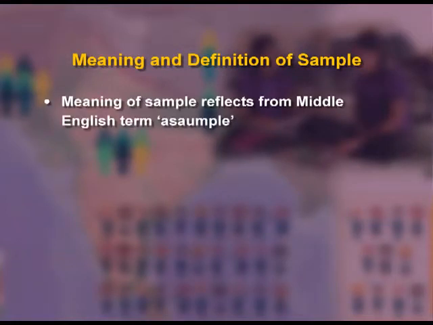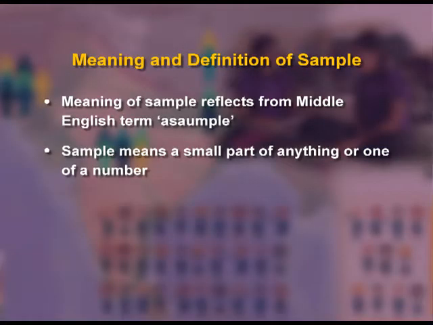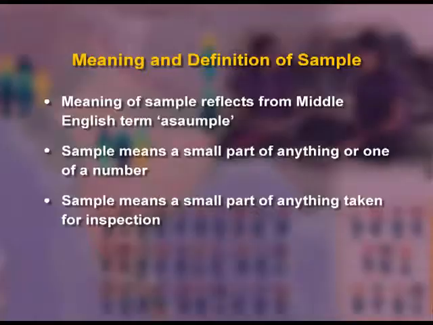First, meaning of sample. The word sample originated from the Middle English term, which means a smallest part of whole quantity. Sample is understood as a small part of anything or one of a number, intended to show the quality, style, or nature of the whole specimen. Sample means a small part of anything taken for inspection.